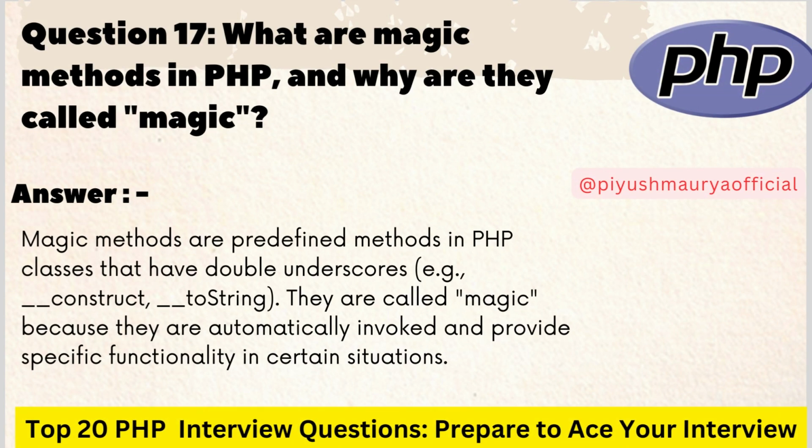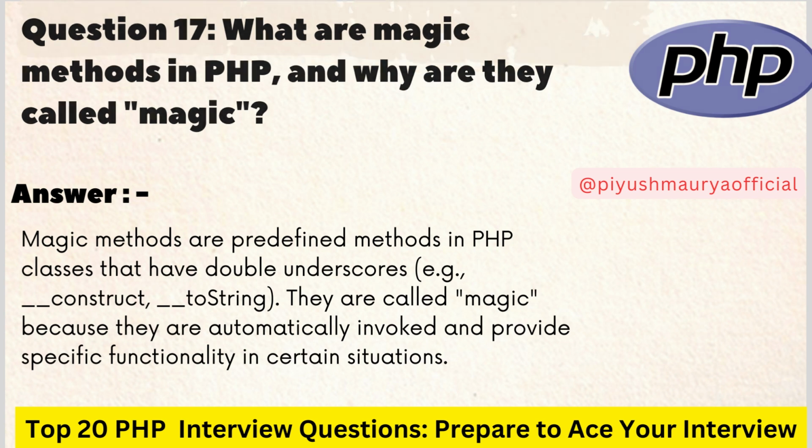Question 17. What are magic methods in PHP and why are they called magic? Magic methods are predefined methods in PHP classes with double underscores, like __construct and __toString. They are called magic because they are automatically invoked and provide specific functionality in certain situations.